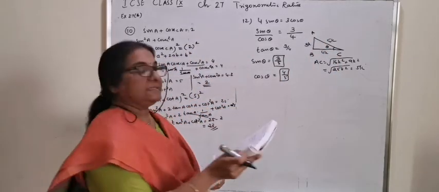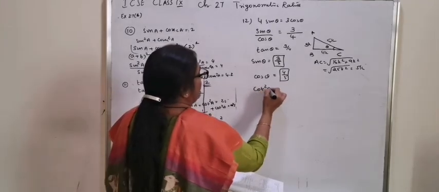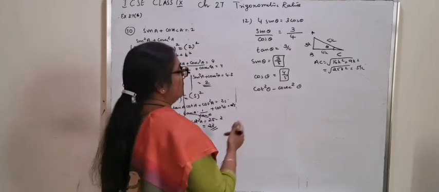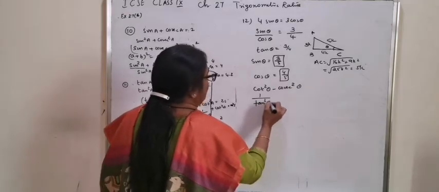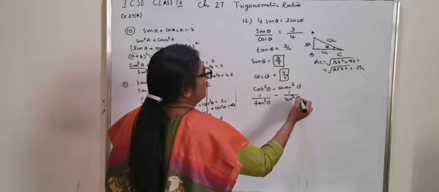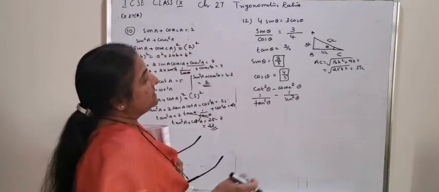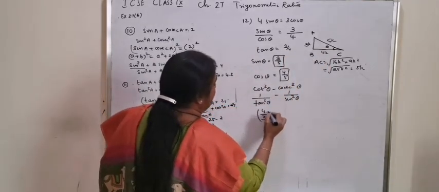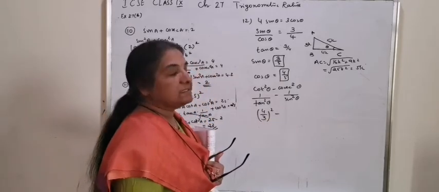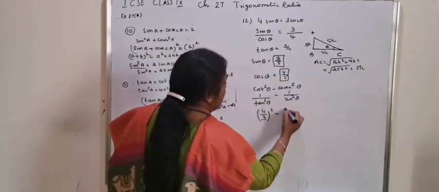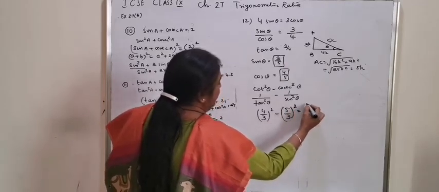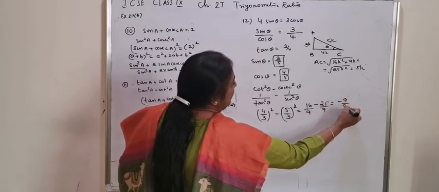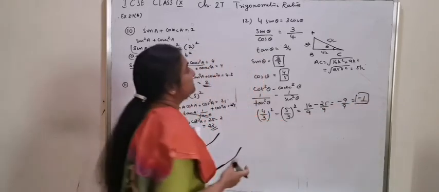Then cot square theta minus cosec square theta. Cot theta is the reciprocal of tan theta, 1 by tan square theta minus 1 by sin square theta. Tan theta is 3 by 4. So cot theta is (4 by 3) the whole square minus sin theta is 3 by 5. Therefore cosec is (5 by 3) the whole square. That is 16 by 9 minus 25 by 9, or minus 9 by 9, is minus 1.